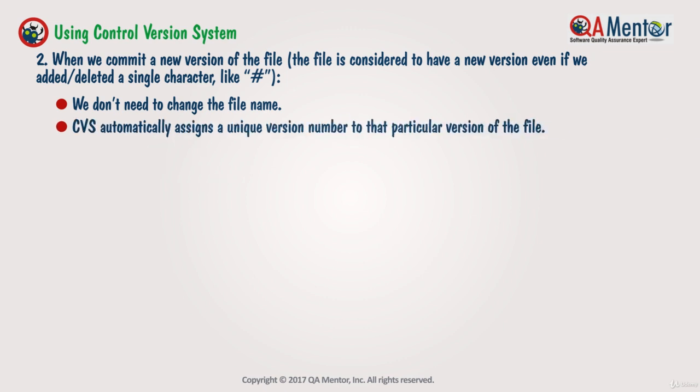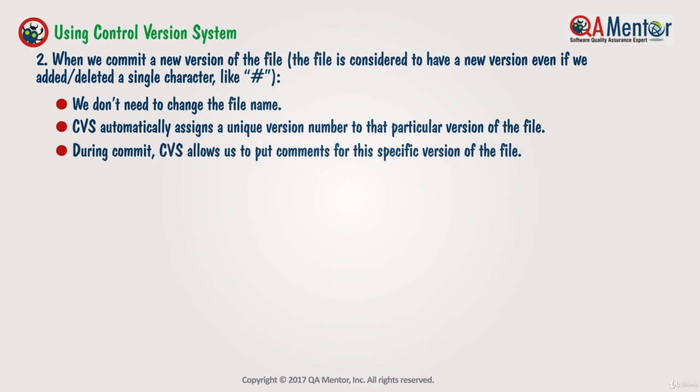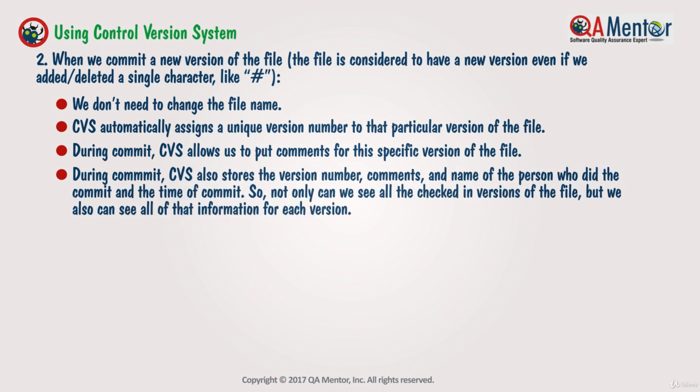2. When we commit, the file is considered to have a new version even if we deleted a single character like a pound sign. We don't need to change the file name. CVS automatically assigns a unique version number to that particular version of the file. During commit, CVS allows us to put comments for this specific version of the file. During commit, CVS also stores the version number, comments, the name of the person who did the commit, and the time of the commit. So not only can we see all the checked-in versions of the file, but we can also see all of that information for each version.